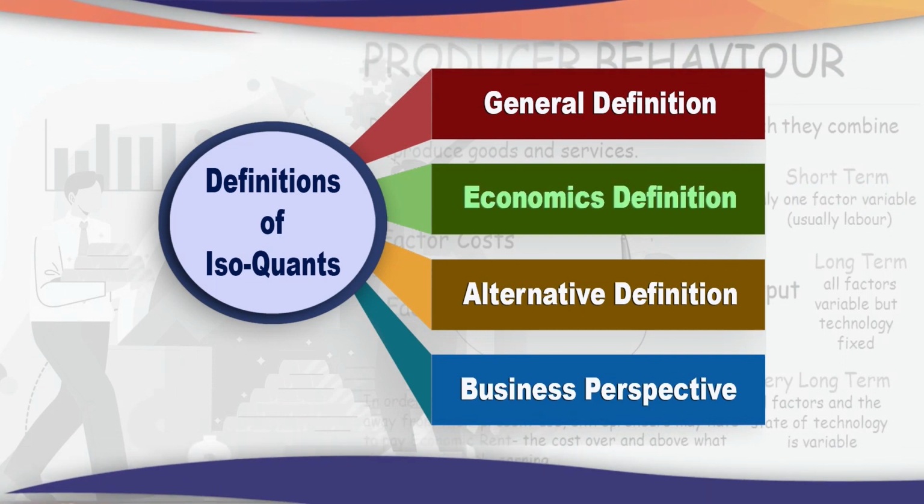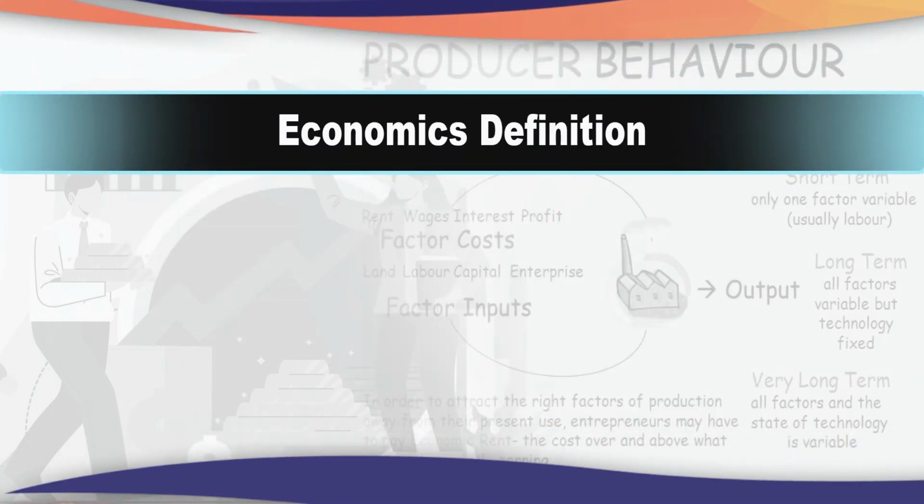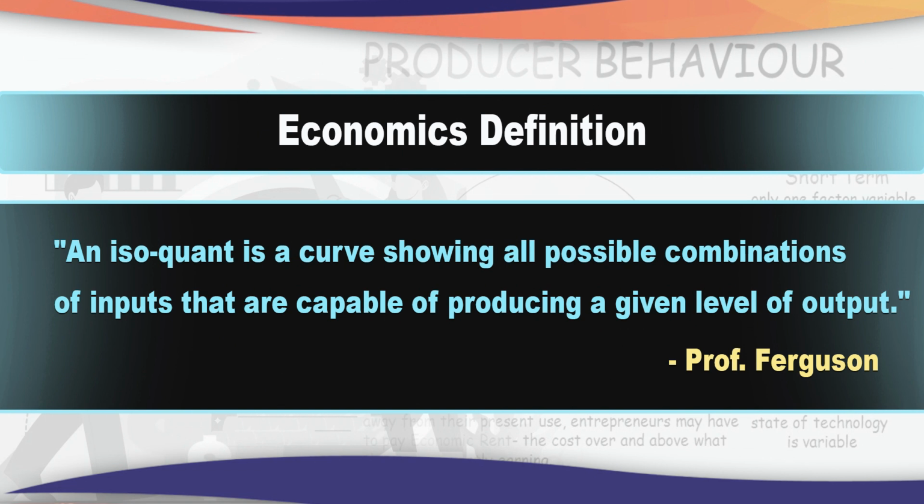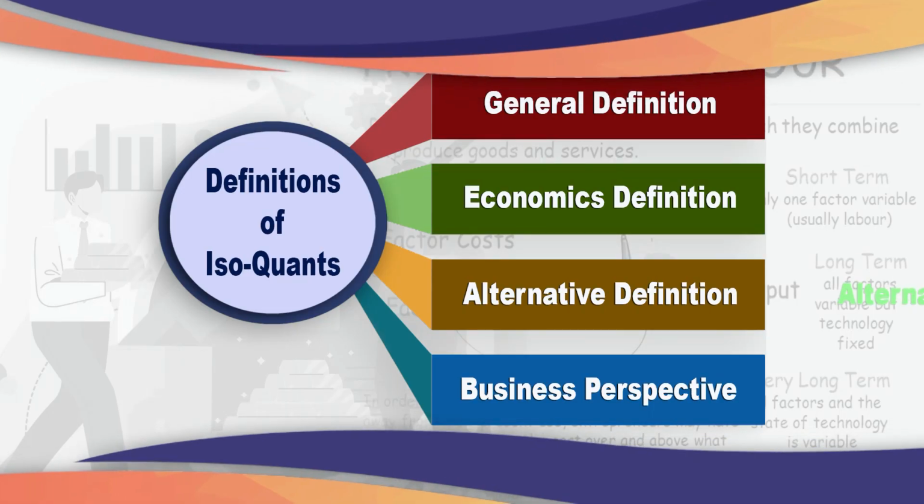Looking at the economic definition, according to Professor Ferguson, an isoquant or an isoquant curve is a curve showing all possible combinations of inputs that are capable of producing a given level of output.